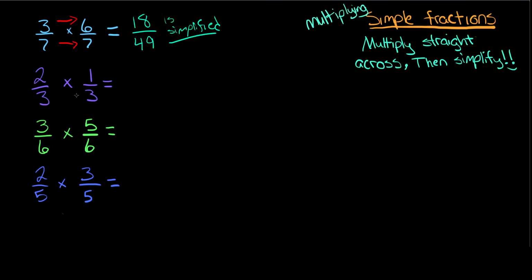We're good to move on to our next one, which is 2 over 3 times 1 over 3. And here, just multiply straight across again. So we have 2 times 1, which gives us 2, all over 3 times 3, and that is 9.